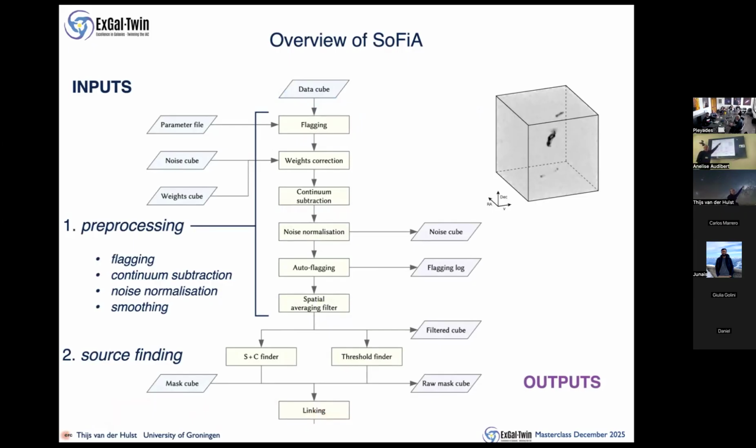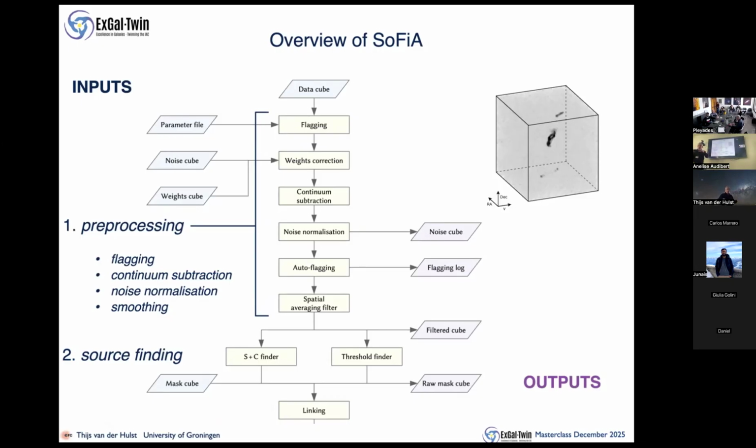But basically, the input is a data cube, and you can add additional information. Of course, you have to provide a parameter file, and I'll get back to some of the important parameters. You can, in principle, also import a weight or a noise cube. If your noise is varying, but you know exactly what it is, you can tell SOFIA how the noise varies with position within the cube, and it can take that into account. Otherwise, it will try to deduce it from the data itself.